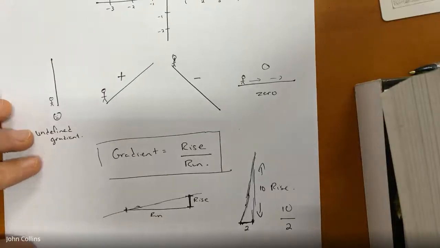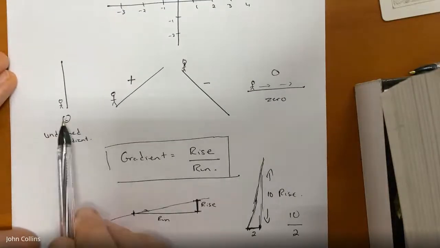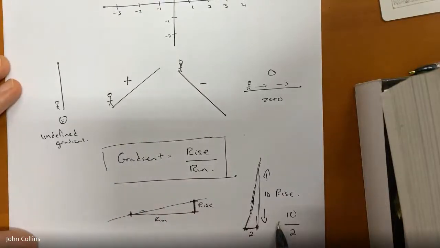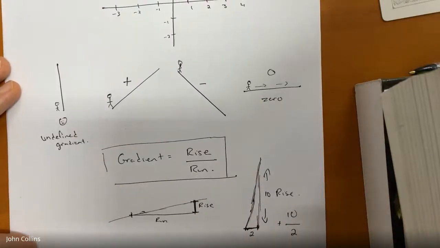Now, we have our 4 different types. It could be a positive slope, so both these were positive, so that would just be a plus 10 over 2, but if it was going the other direction, if it was going downhill, you just put a negative in front of that slope. Negative 10 over 2.